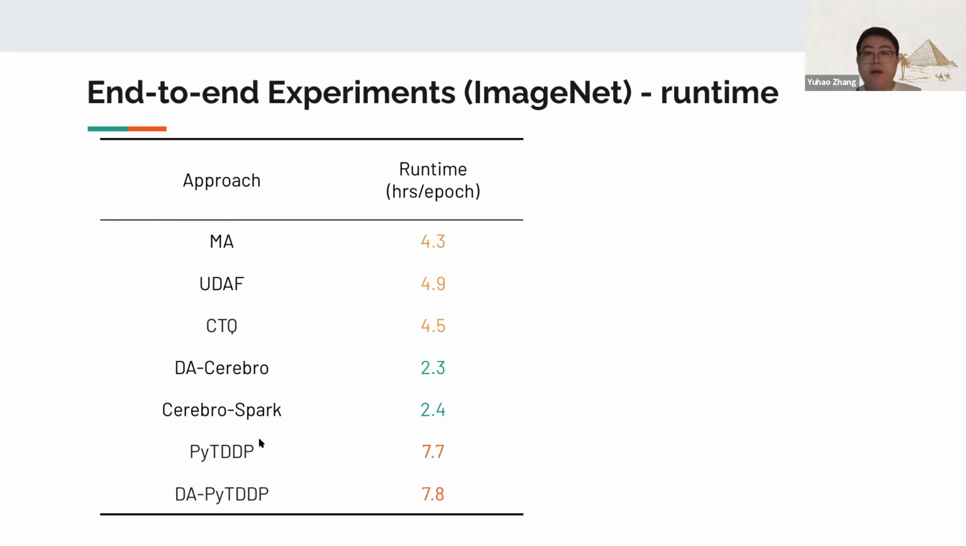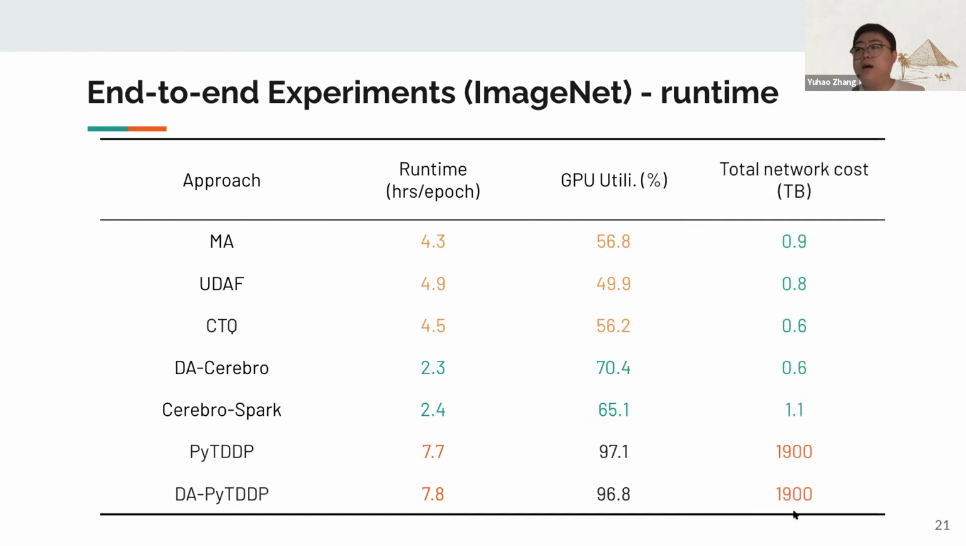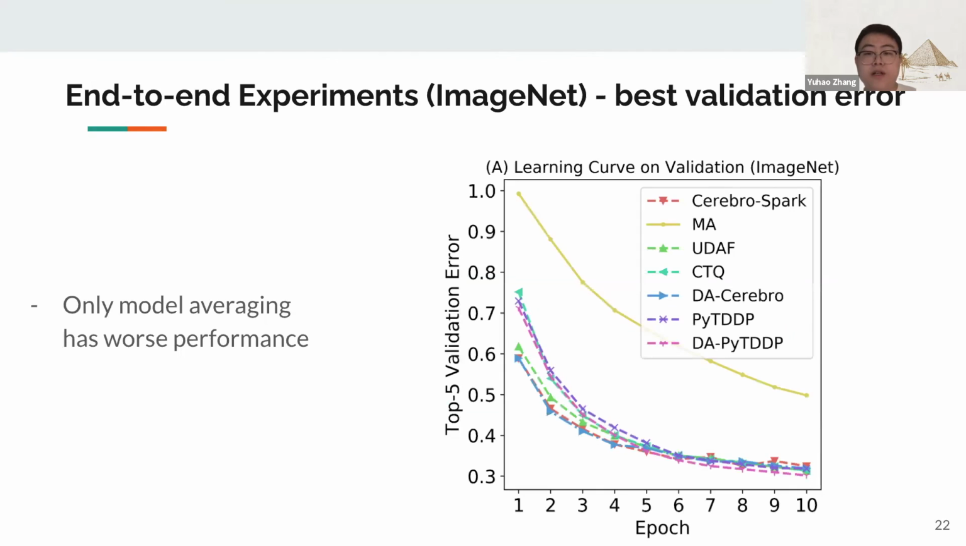The ring all-reduce methods, PyTorch DDP standalone with data export, and PyTorch DDP with DA. Like I mentioned earlier, these are heavily bottlenecked by the network cost. And they also use GPU for communication, hence they have very high utilization here. And as you can see, they used almost 2,000 times more network than the rest of the methods. In terms of model convergence and validation error, only model averaging is worse, the rest are equivalent.